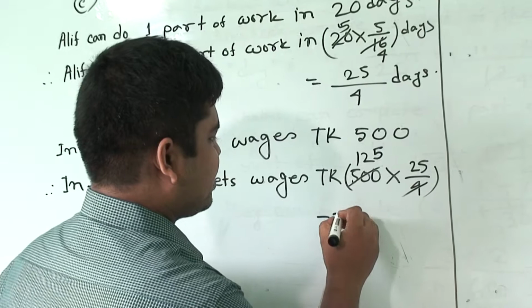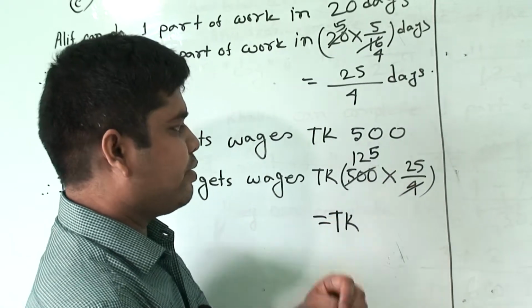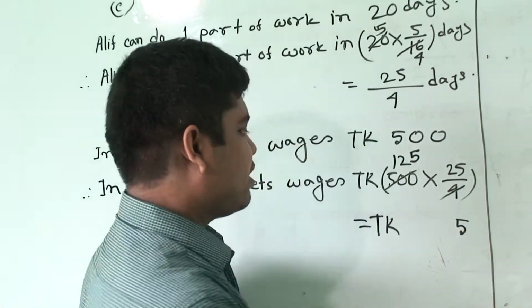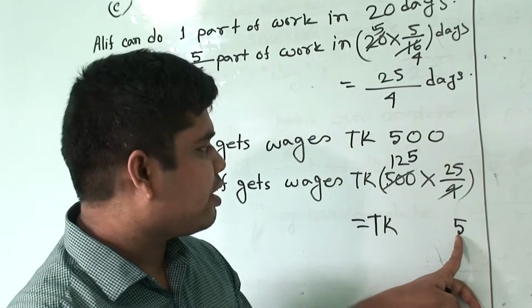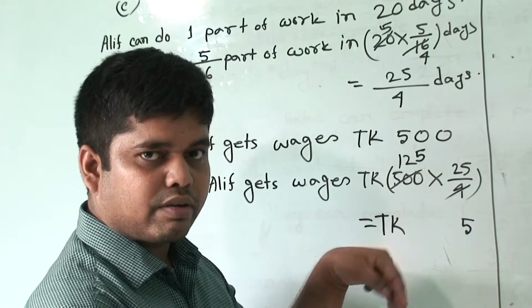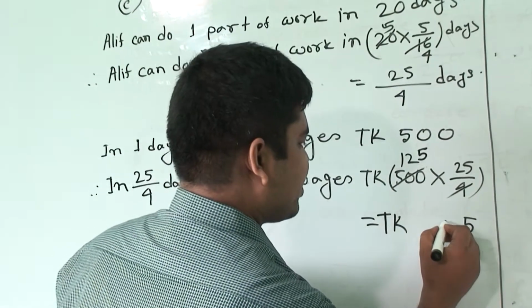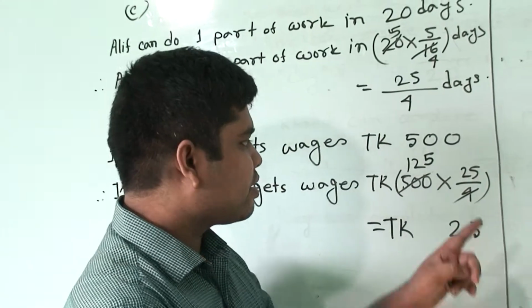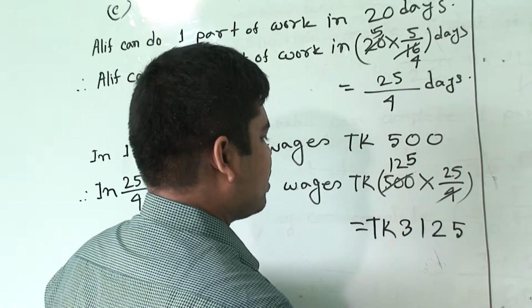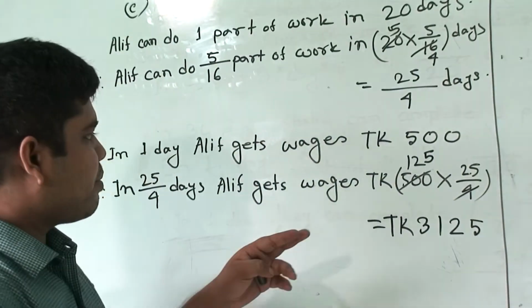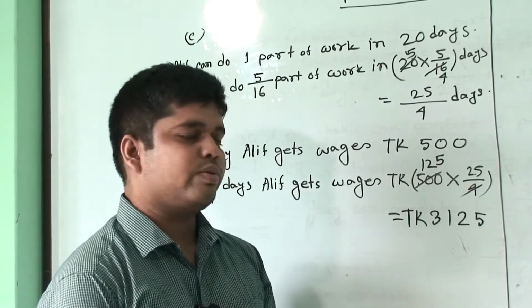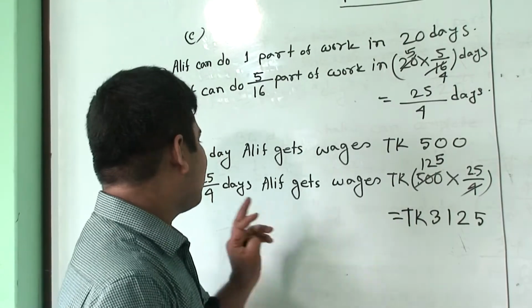So first of all notice, multiply 5 by 25 and we get 125, and from that we write here 5 and carrying 12. 25 twos are 50, 50 and 12 is 62. So from that 62 we write here 2 and carry 6. 25 ones are 25 and 6 is 31. That means if I multiply 125 with 25, then we get 3125 taka, and it is the wages of Alif.